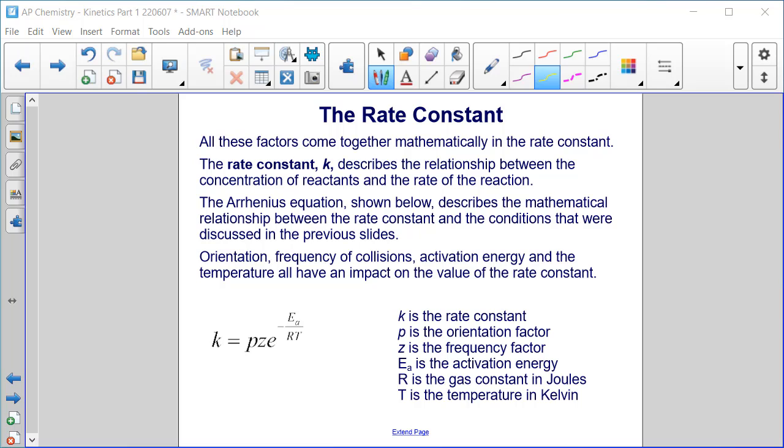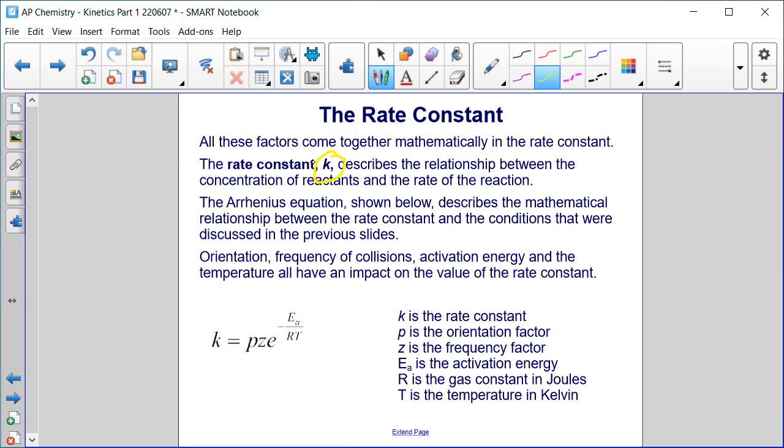All of these factors come together mathematically in the rate constant. The rate constant, which is symbolized by this lowercase k, describes the relationship between the concentration of reactants and the rate of the reaction. The Arrhenius equation, which is shown below and we'll discuss in just a second, describes the mathematical relationship between the rate constant and the conditions that were discussed in the previous slides. Orientation, frequency of collisions, activation energy, and the temperature all have an impact on the value of the rate constant.